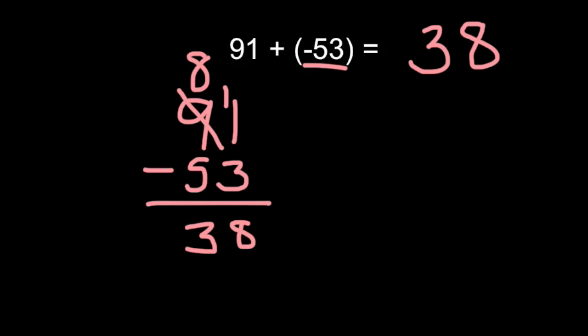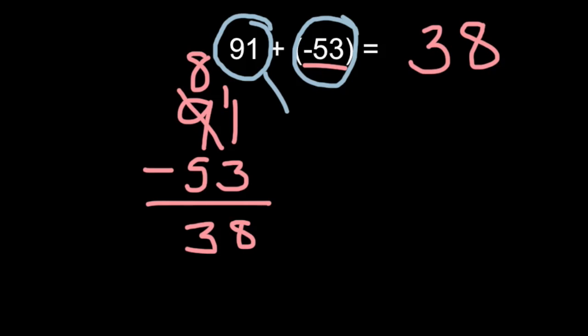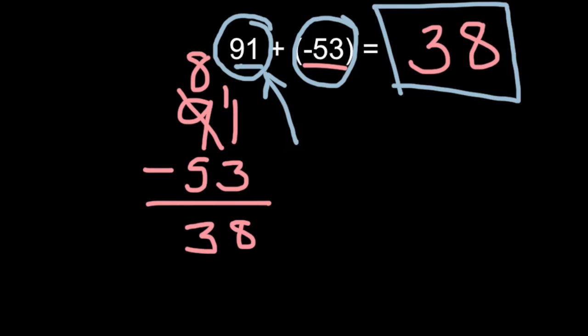and we need to decide, is the answer going to be positive or negative? Well, let's look at these numbers and decide which one's more powerful, which one has the larger absolute value. Well, we can see that the 91 is more powerful. Therefore, when 91 and negative 53 fight, there's going to be more positives left over. So the answer is positive 38.